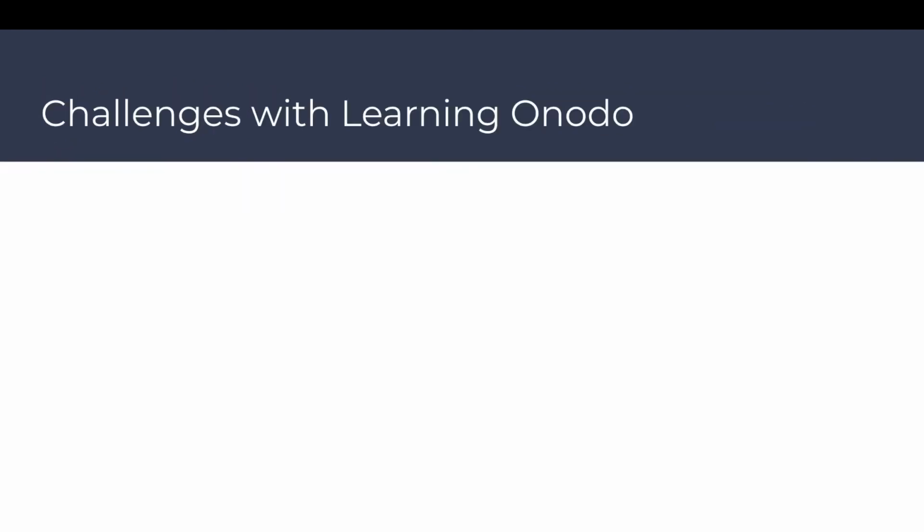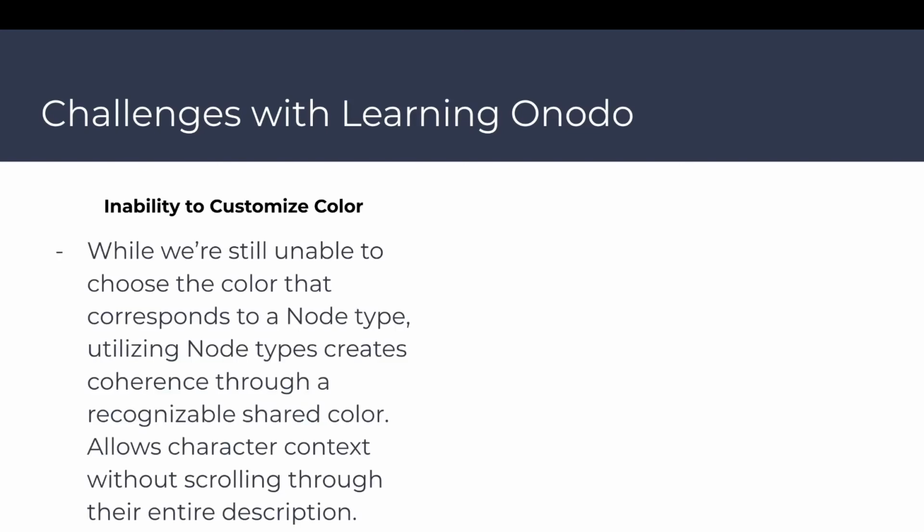One of the challenges I encountered while learning Onodo was the difficulty in having a cohesive color throughout the different nodes in the project. Before I learned that node color was linked to node type, my project looked a bit like a Jackson Pollock painting, with different shades decorating each character with no real rhyme or reason. While we're still not able to choose the color that corresponds to a node type, this is remedied by the fact that utilizing node types creates coherence in the visualization through an easily recognizable hue. This allows any person viewing the visualization to have some context as to who the character is without having to scroll through their entire description.